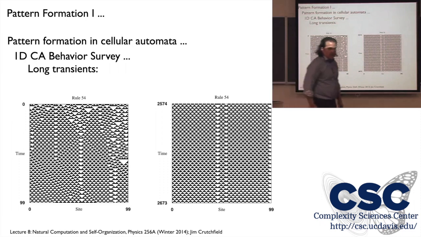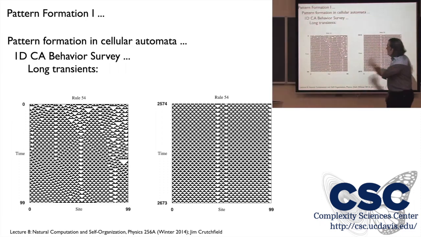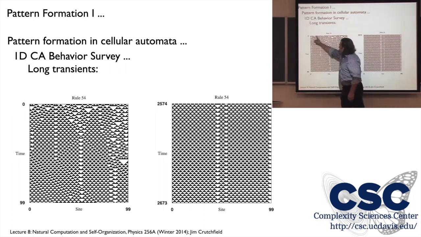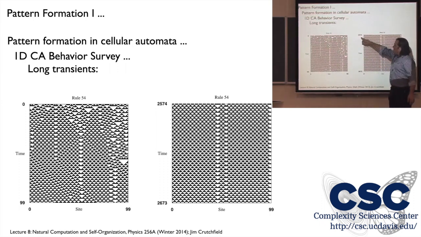Now the other thing that happens with these elementary cellular automata and spatially extended systems generally is that they don't have this first three minutes kind of cooling down and simplifying to some kind of attracting invariant set. They can have very, very, very long transients. So this is rule 54 from time zero, starting from some arbitrary initial bit string, going 100 steps, and then jumping ahead, iterating a bunch, and then showing you what it looks like going from step 2574 to step 2673, much later.